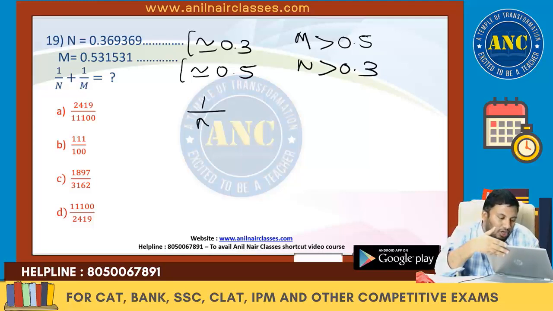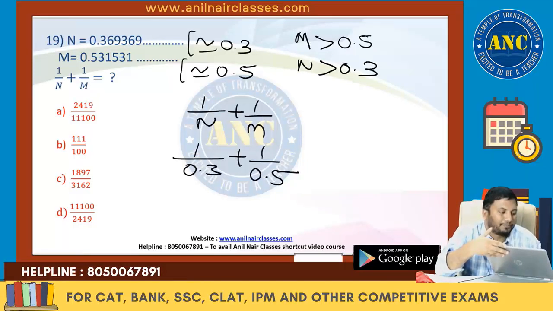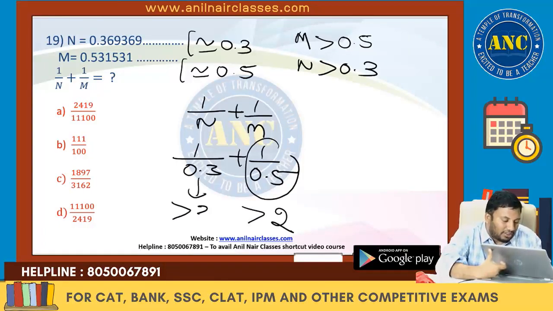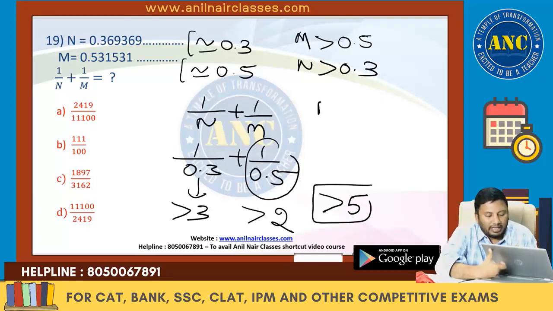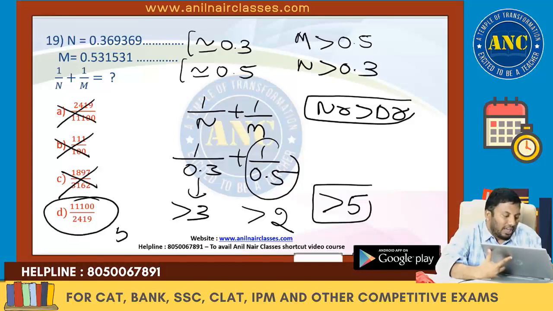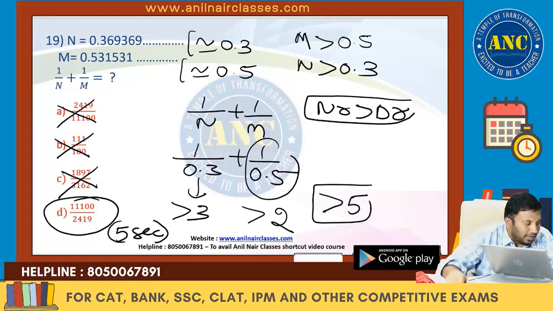You don't need to solve 1 by N plus 1 by M. 1 by 0.5 itself is greater than 2, and 1 by 0.3 is greater than 3. So the answer should be greater than 5. The numerator should be greater than the denominator, so you don't need to find that. Otherwise the numerator would be less, and it would be 1.1 something. A 5-second approach if you understand this. I hope it is clear.